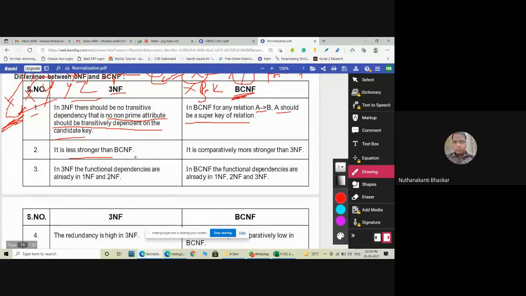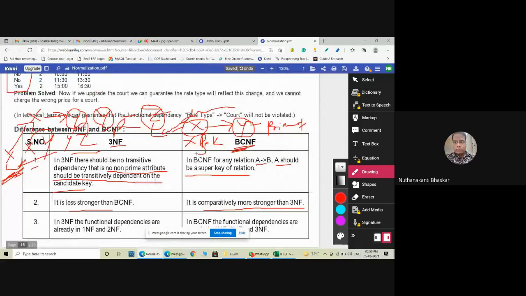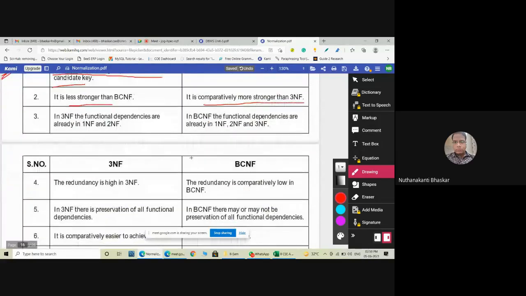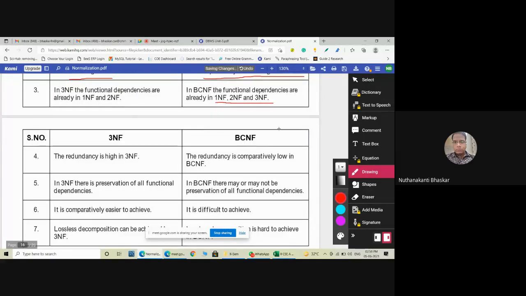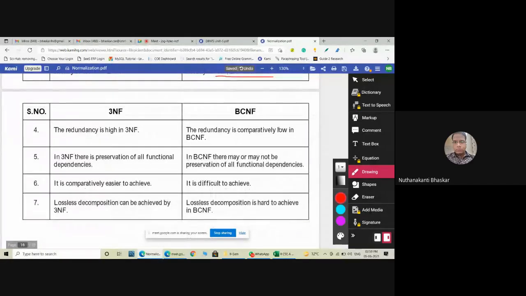Very good. Now coming to the second difference: third normal form is less strong than BCNF. 100% it is less strong than BCNF. Comparatively, BCNF is stronger than 3NF, 100%, because here we are checking that X directly must be a super key. Now, in third normal form, the relation must already be in first normal form and second normal form. In BCNF, the relation must be in first normal form, second normal form, and third normal form. Correct? Yes or no?